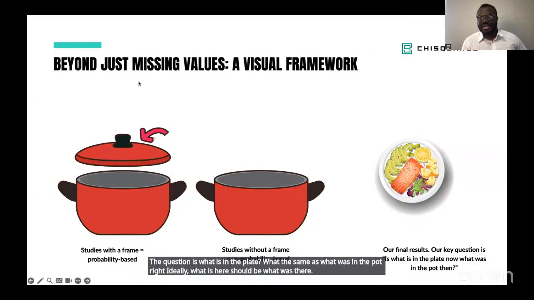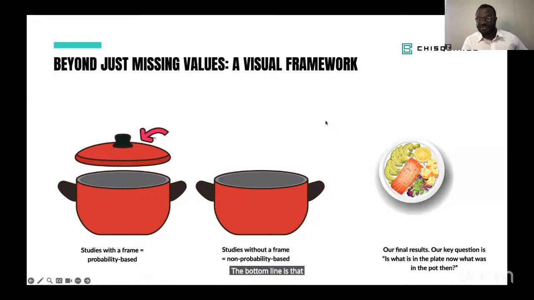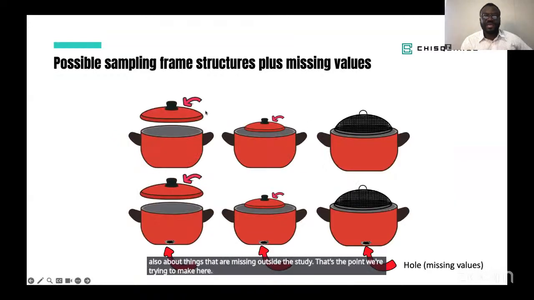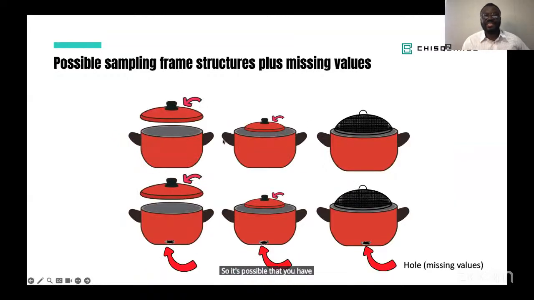The bottom line is that you shouldn't worry only about missing values, right? Worry also about things that are missing outside the study. That's the point we're trying to make here. So it's possible that you have a case of sampling where you have a perfect sampling frame that covers the pot completely.